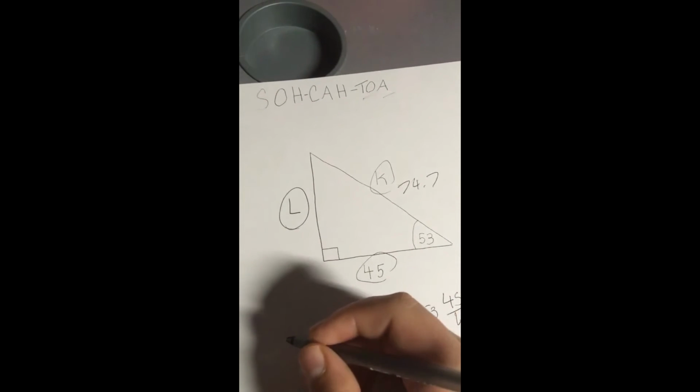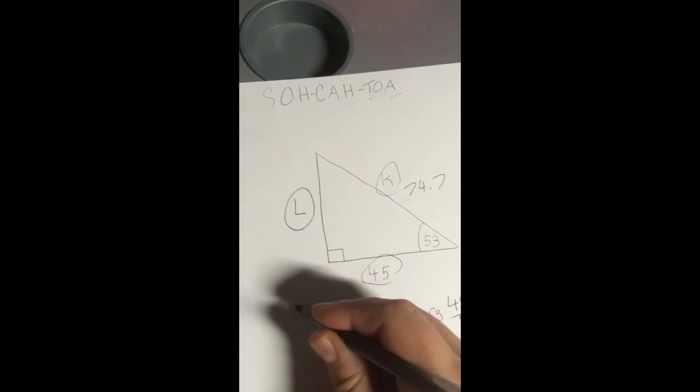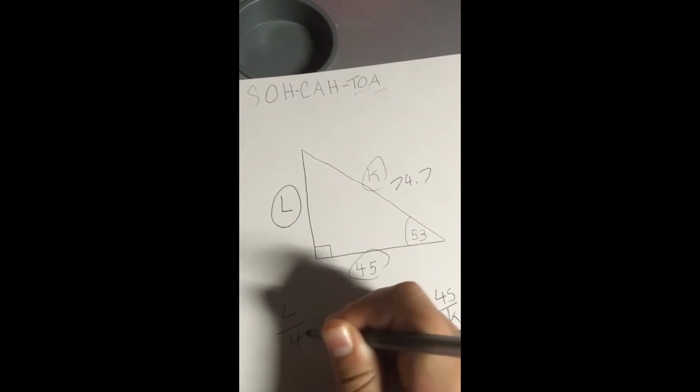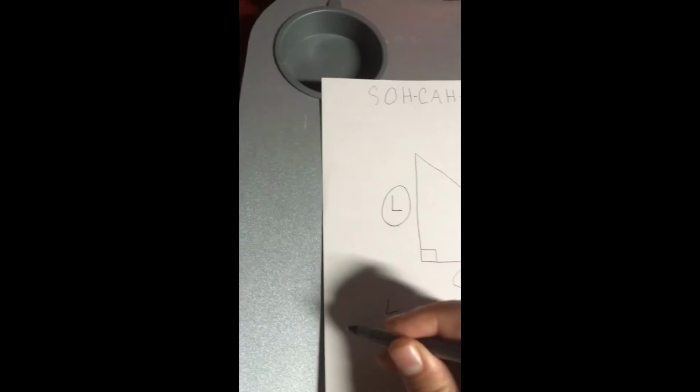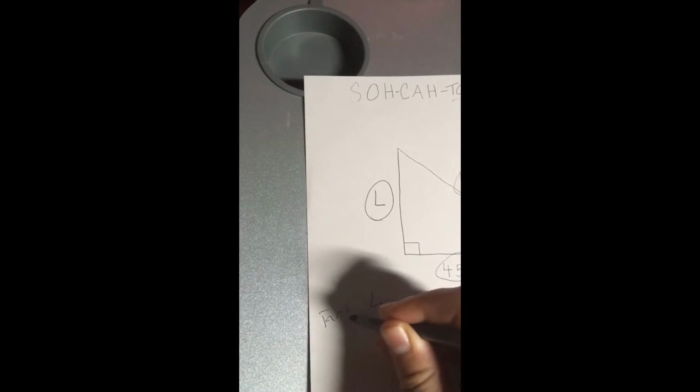So for tangent, you would find your opposite and adjacent. Our opposite is the L, and our adjacent is the 45. So what you would do is your opposite over adjacent. You do L over 45, and then you do your tan of 53.